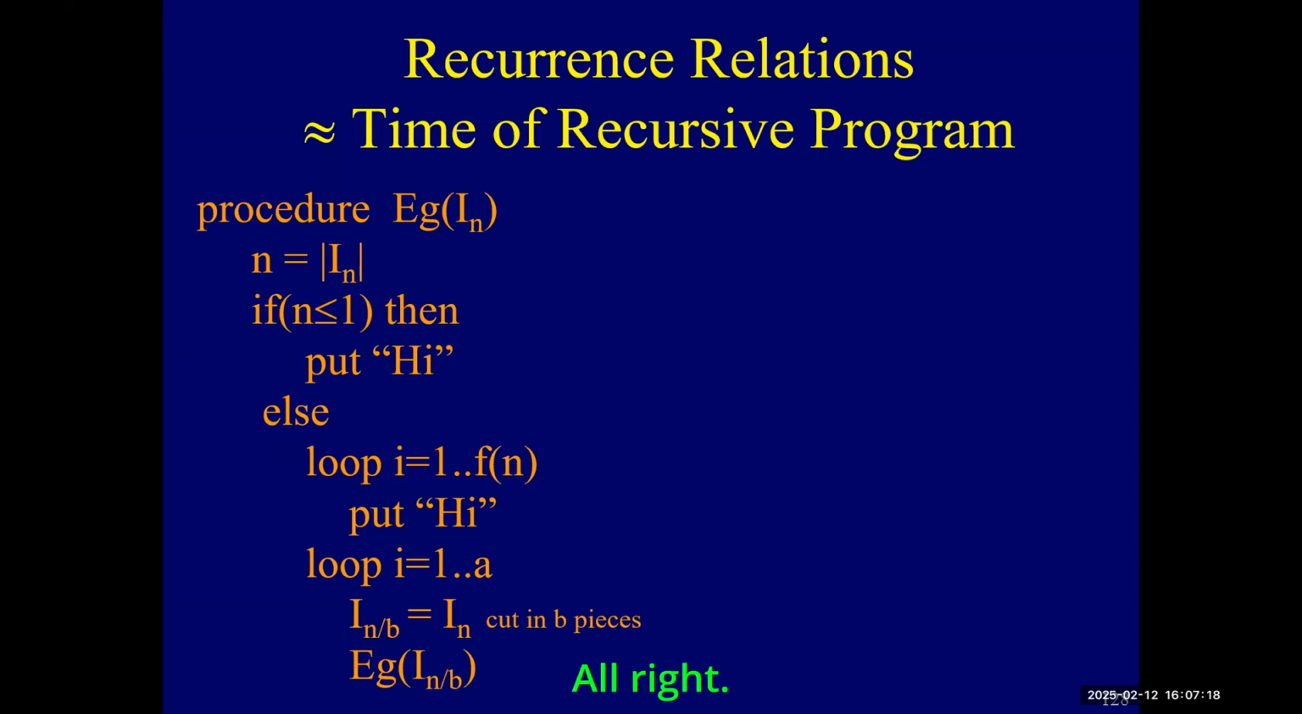All right, so let's just look at this. I'm given some input to my problem, and let n denote the size of it. If my input is so small that I can't make it smaller, and I can just brute force it, if the input's only of size 0 or 1, then I can figure out what the answer is, and so I just give the answer and go home.